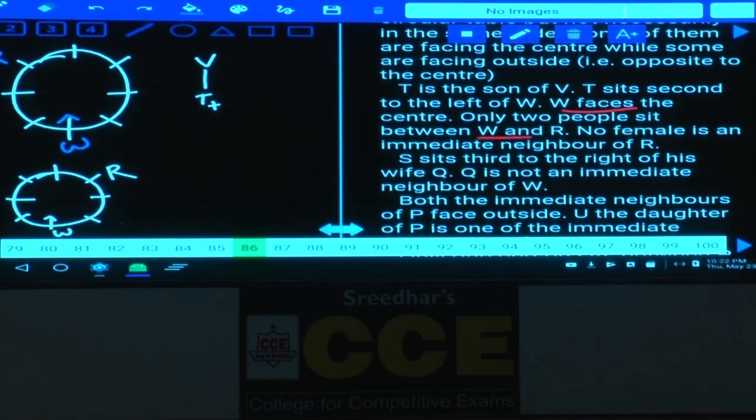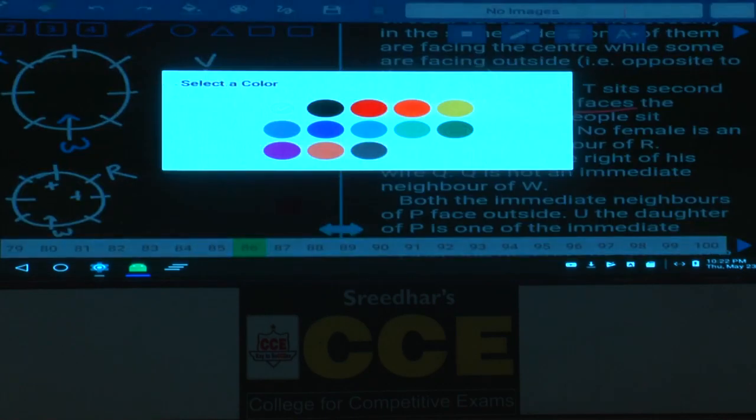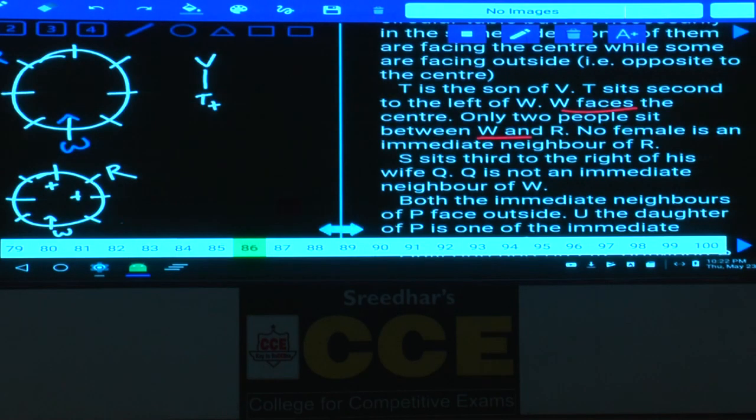No female is an immediate neighbor of R. As no female is an immediate neighbor of R, immediate neighbors of R must be males. That means these 2 persons are males. And as these 2 persons are males here, and T is a male. Next one.